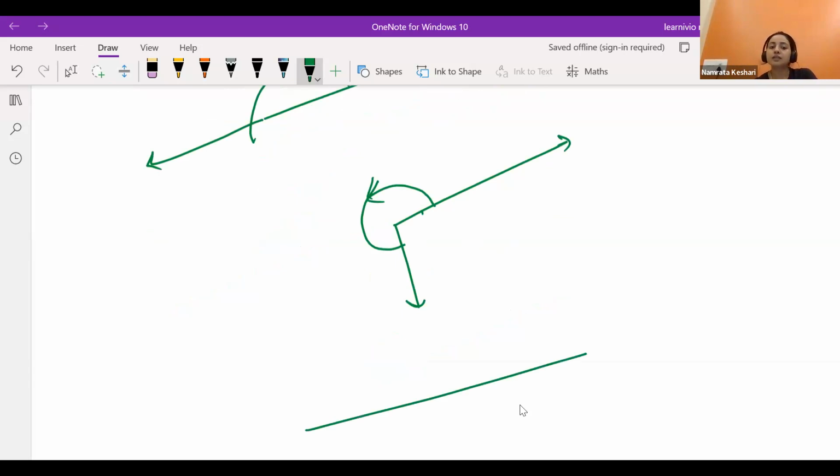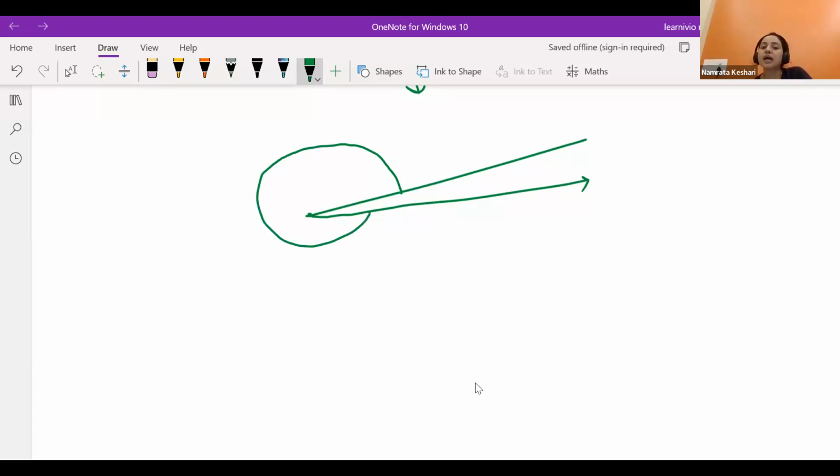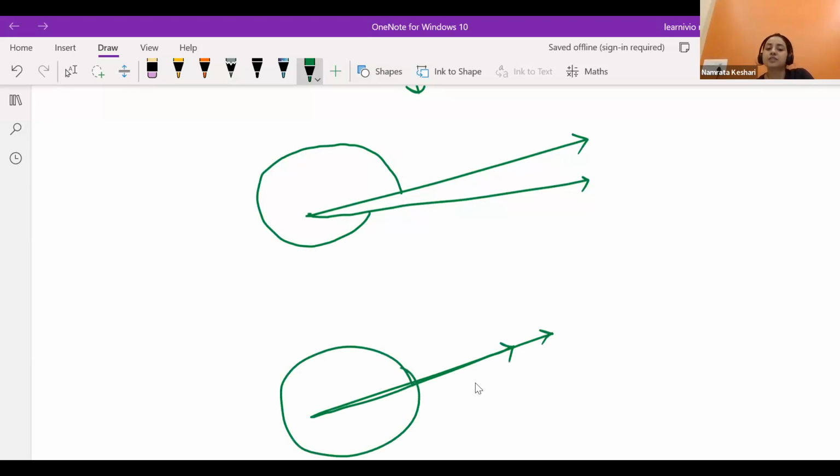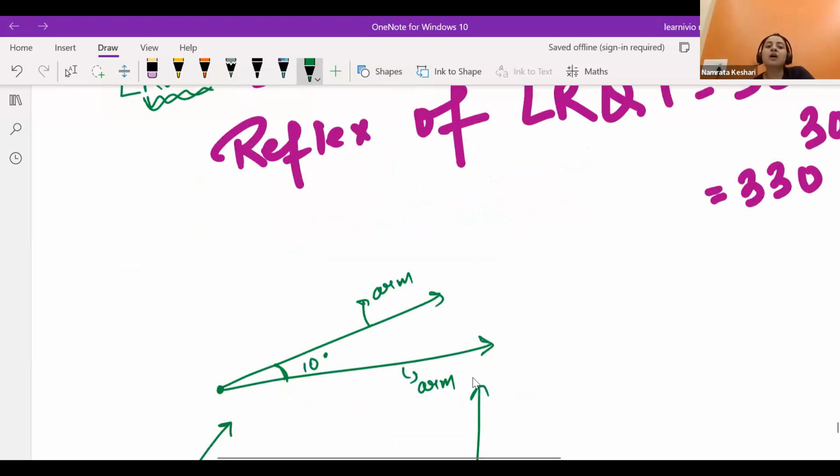Yes, ma'am. Increase the distance between two arms. The angle will be, see, I am drawing like this. Why? Because there is a concept behind that. This is the angle between these two arms, and when both the arms lie on each other, then we will be getting 360 degrees.